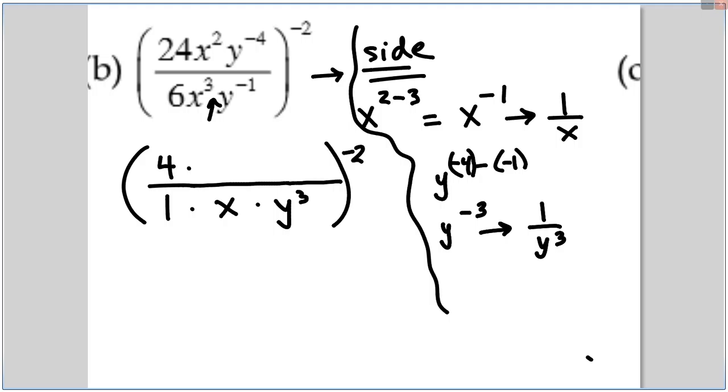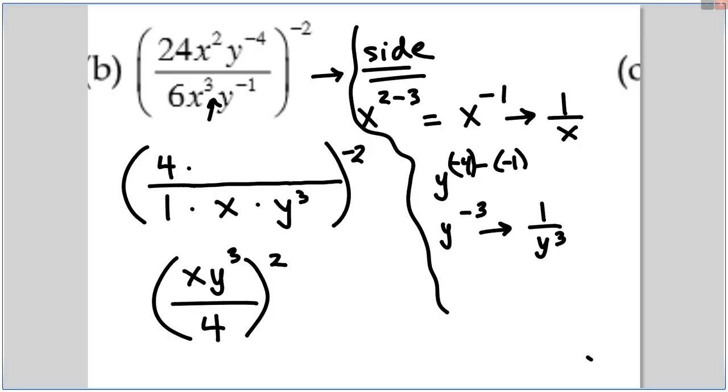Okay, now what do I do with this -2? What do I do with the negative powers? Gotta flip it. So now it's xy cubed over 4 to the 2. All I did was change this -2 to a +2. Now I apply the square to the top and the bottom. X squared y to the 6 over 16. Why? Someone explain, help me. X gets the 2. Y cubed gets the 2, and then what happens when it's power over power? You multiply. And this 4 gets the power 2 as well, and it becomes 16.